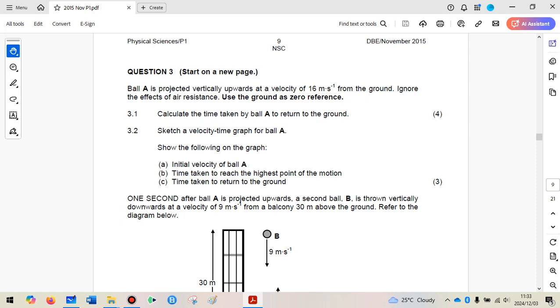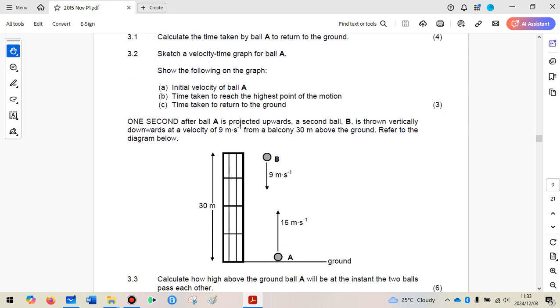Ignore air resistance and use the ground as zero reference, which is going to be important for any position or displacement time graph we draw, not for velocity time graphs though, because you can't see the reference point on them. The first question says calculate the time taken for A to return to the ground.